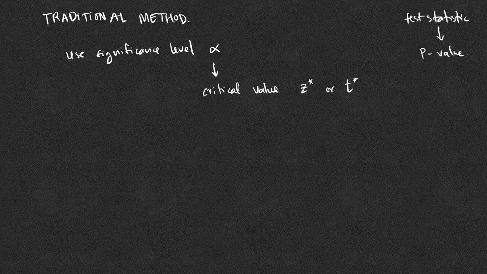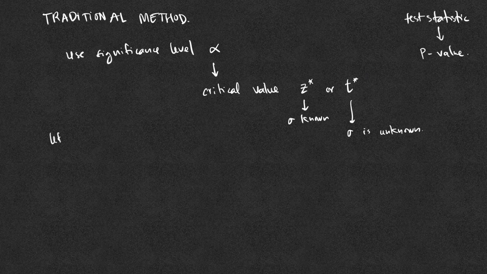Note that for the mean, z star is when sigma is known, and t star is when sigma is unknown or not given. In some cases, it is more convenient to use the traditional methods because we do not have all of the t critical values on the t table. If we use a calculator, then it doesn't matter.